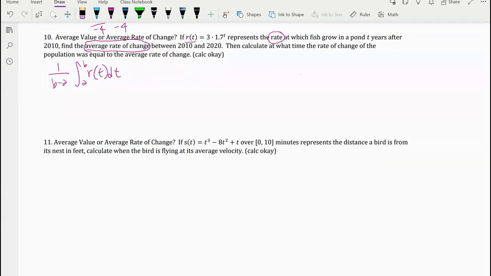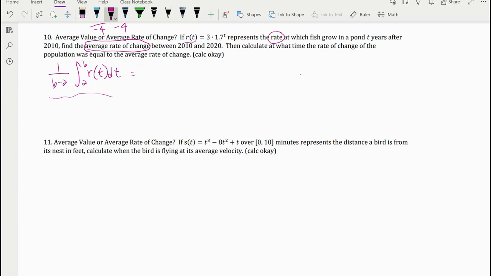Before you solve this problem, you might need to pause the video and read the problem through one more time. Make sure you really understand why I'm saying that it's using this formula and I'm not finding r prime. R is rate. We are finding average rate. So that's going to be the average value formula.